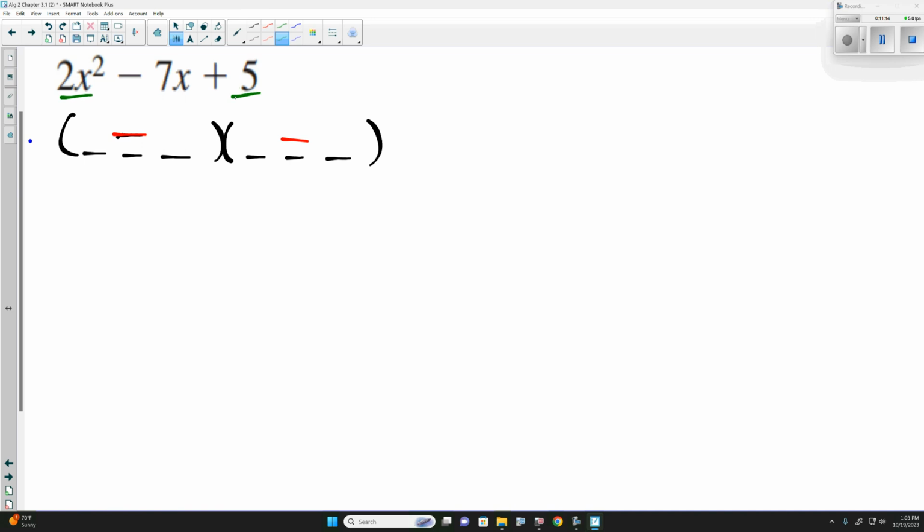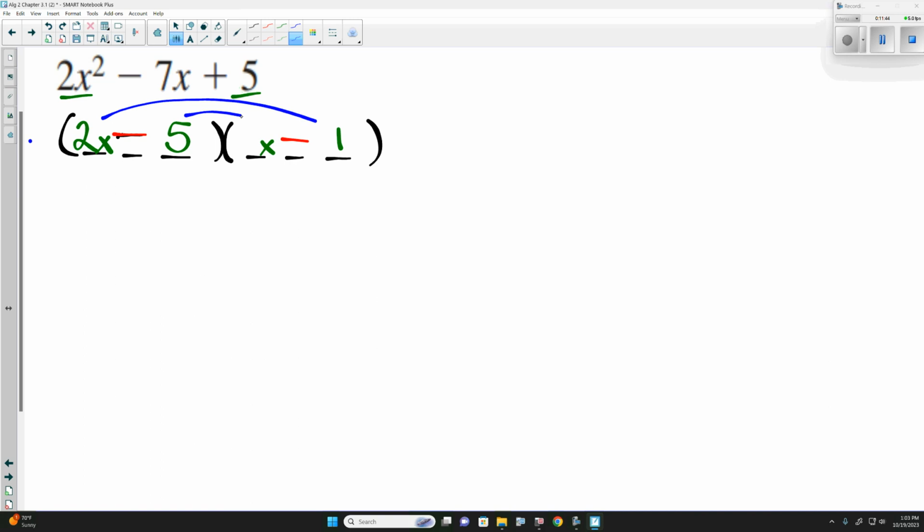And we need to find the factors of 2x squared and 5. We'll have x and x. Factors of 2 are 1 and 2, so we just need to put a 2 in one of the spots. Yes? Factors of 5 are 1 and 5, so we need to figure out which side we want to put the 1 and which side to put the 5. One with the second.